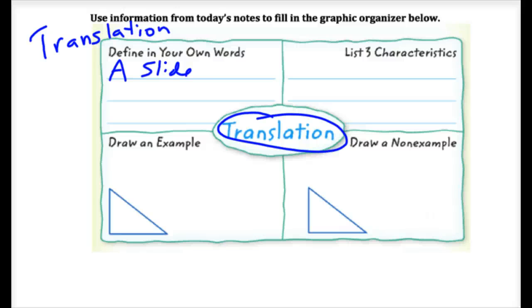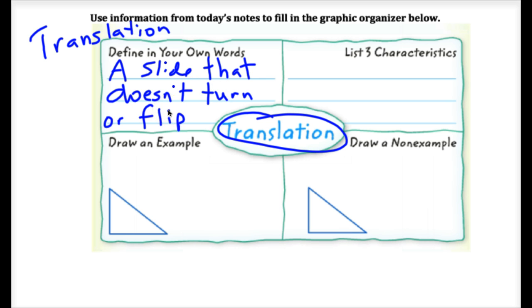A slide that doesn't turn or flip. That's what we're going to start doing here later in the week. We're going to start turning these things and flipping them. Okay? You guys know what would be the word for a flip? Reflection, right? Mirror image, it's a reflection. Like when you look at yourself in the mirror. Okay? It's a reflection. It flips.